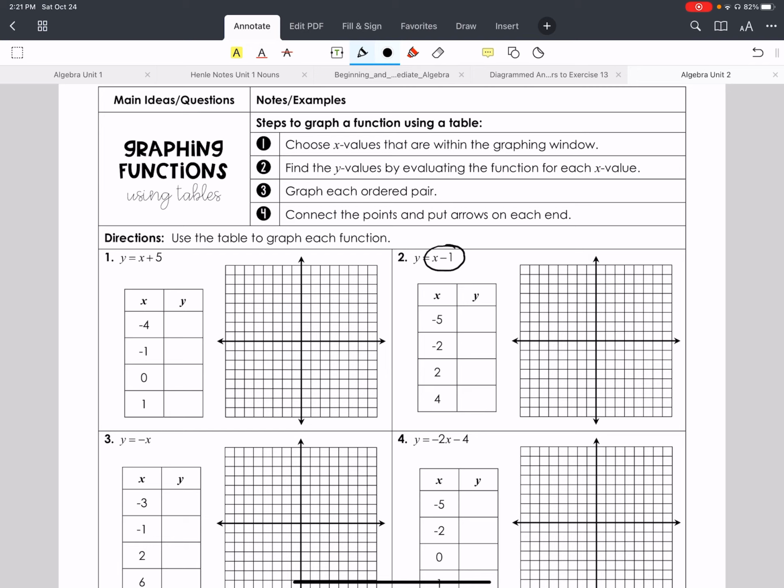So -5 take away 1 more is -6. -2 take away 1 more is -3. 2 take away 1 is 1, and 4 take away 1 is 3. So there we go. Now what I've done is I have created a table of ordered pairs, and this is a set of ordered pairs. That means they all belong together because they all belong with the function rule from up above.